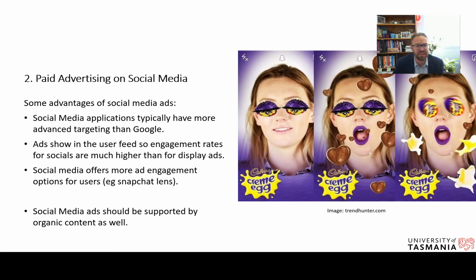Ads show in the user feed, so engagement rates for socials are generally higher than display ads because they come at you. With search, you need to take the initiative and type it in, whereas with Facebook and Instagram and YouTube, you just log in to do whatever you want to do, like for your social interactivities, and then it just comes at you on your wall.